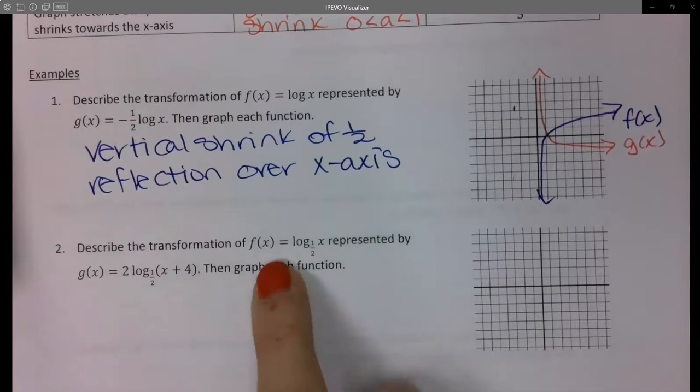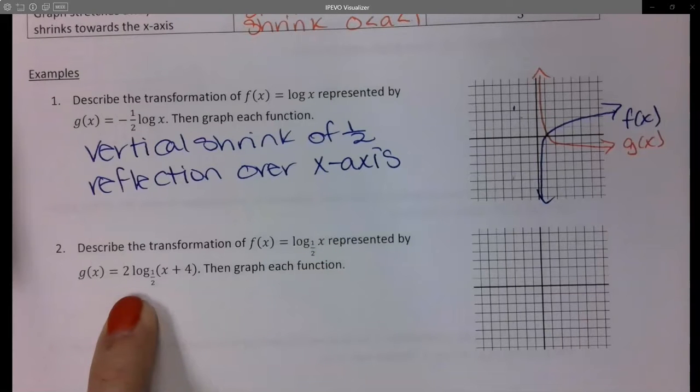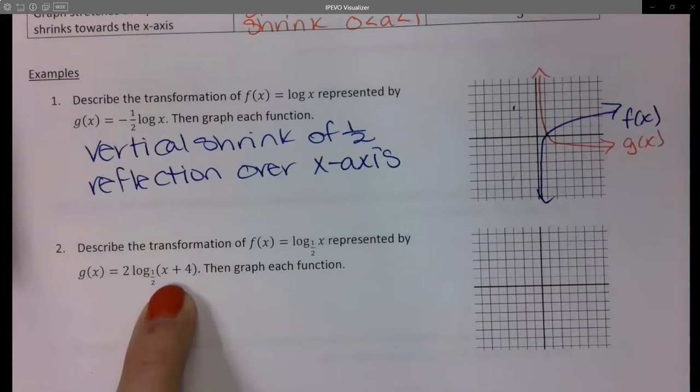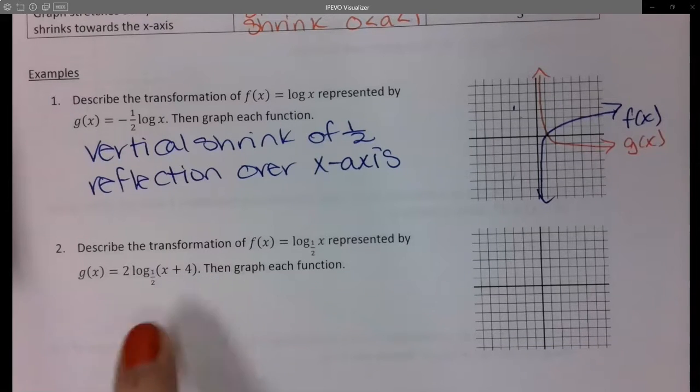On number 2, I have f of x is log base 1/2 of x, and then g of x is 2 log base 1/2 of x plus 4. So what is different between these two functions?